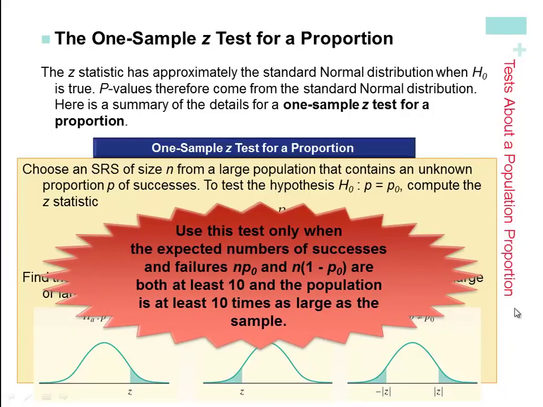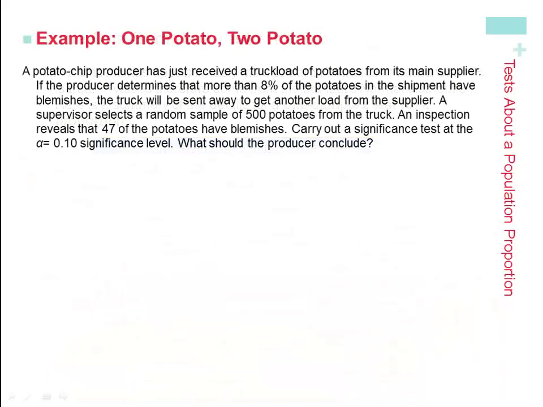This test only works when my conditions are met: n times p naught and n times 1 minus p naught are both at least 10, and the population is at least 10 times as large as my sample. Alright, let's take this and run through an example.